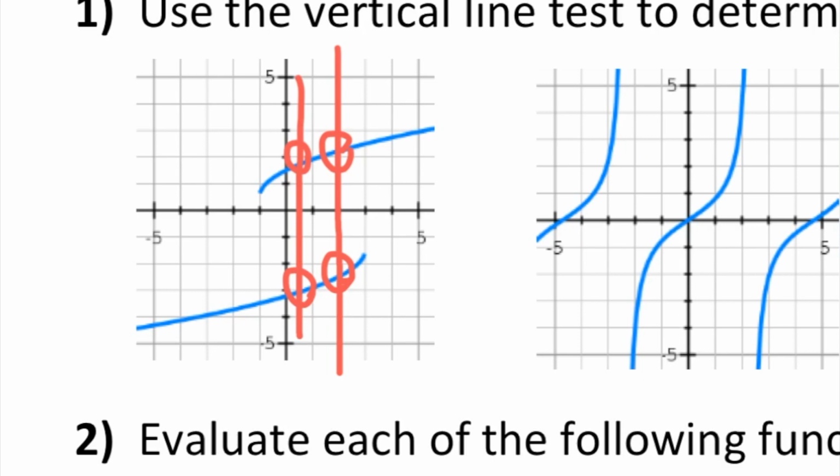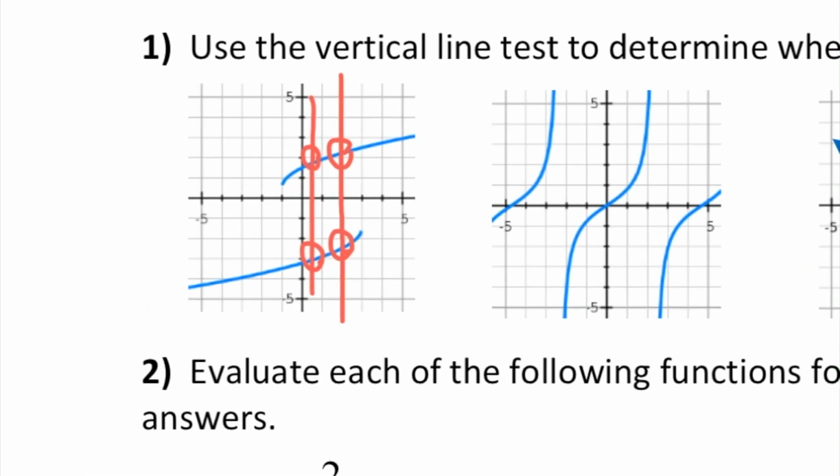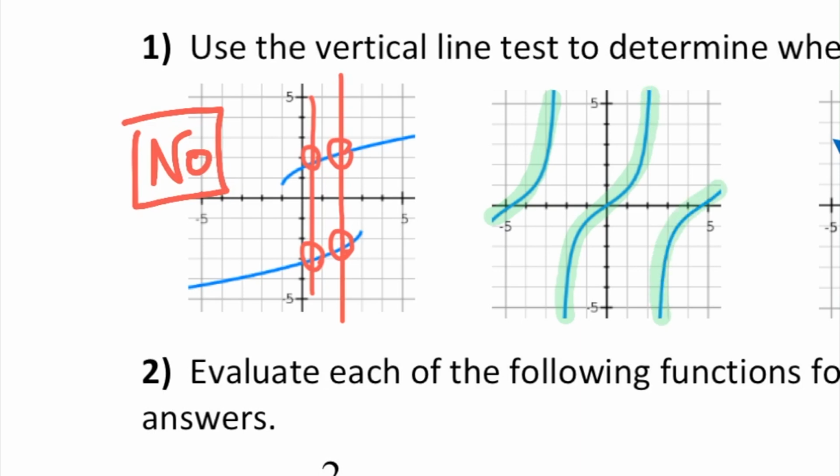If there's anywhere where the vertical line can touch the graph more than once, then that is not the graph of a function. But if throughout the entire function there's nowhere where a vertical line can be drawn that would touch the graph more than once, so in this graph every x value has its own y value, no x value has more than one y value, then that is the graph of a function.